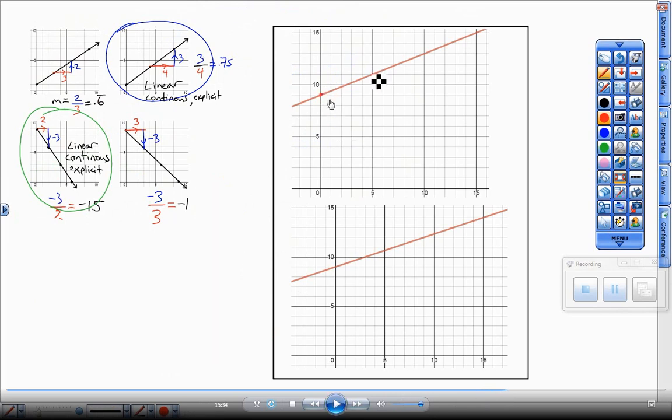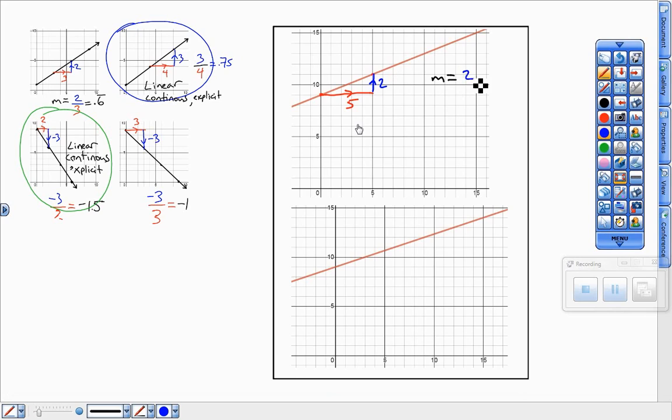Again, where this is a graph with a y-intercept of 10 and then going over 1, 2, 3, 4, 5, up 2. So again, y-intercept of 9, going right 1, 2, 3, 4, 5, up 2. Again, they look similar, but this slope is 2 over 5, which in decimal form would be 0.4.